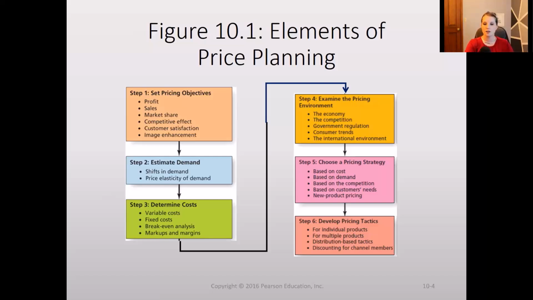Next, we're going to look at the pricing environment. This is going to be looking at what all is going on around us. What are our competitors doing? Is our price within the range of our competitors? Is it an outlier? If it's way too high or way too low, that's going to cause concern for consumers, right?